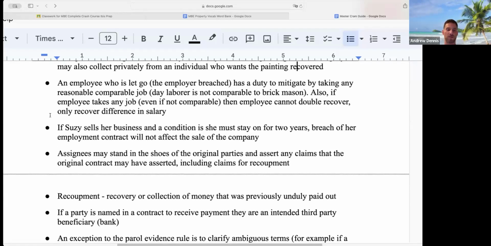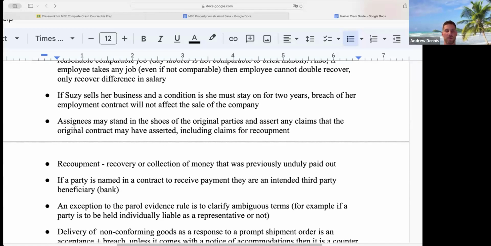So speaking of Susie, if Susie sells her business and a condition is that she must stay on for 2 years, a breach of her employment contract will not affect the sale of the company. Like, if there's an agreement to sell the company and she has to stay on for 2 years, and then they tell her, hey, Susie, we're not going to keep you for 2 years, that's not going to invalidate the entire sale of the company. It would just give rise to damages for the breach of employment contract.